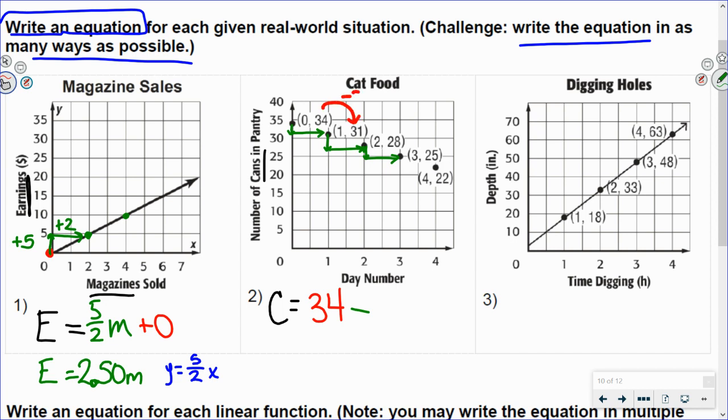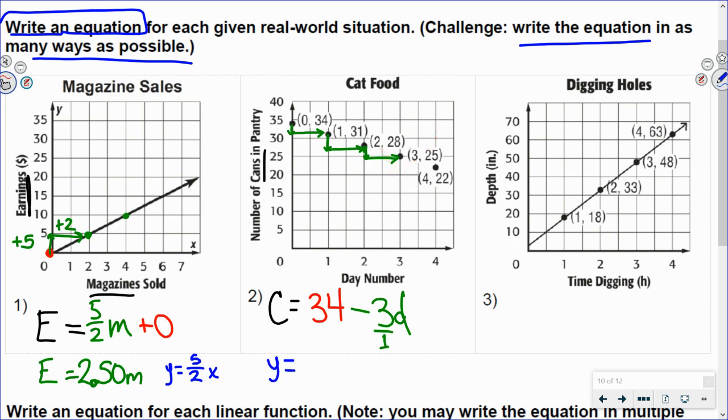It goes down 3 cans for every 1 day, and down another 3 cans for every 1 day, and down another. Okay, we get it, Mr. Cowan. So I'm going to write down 3 cans per day. Yes, you may write the 1 underneath of it if you wish.